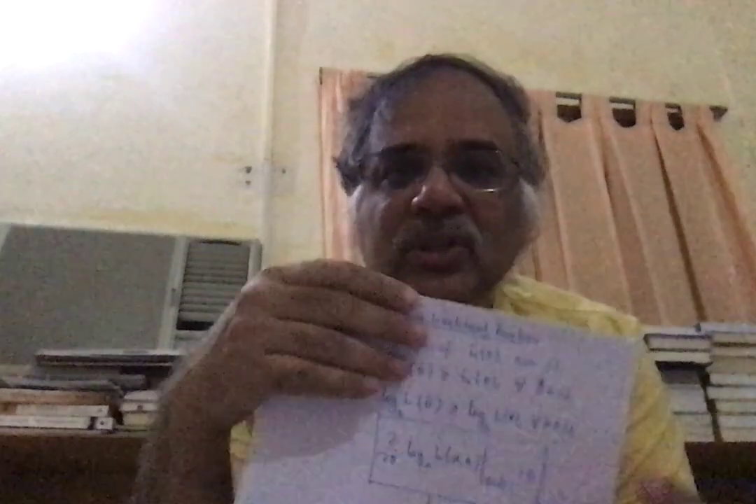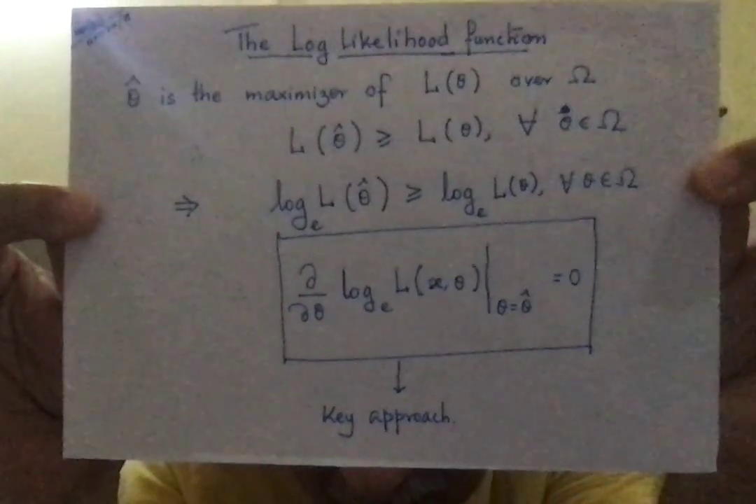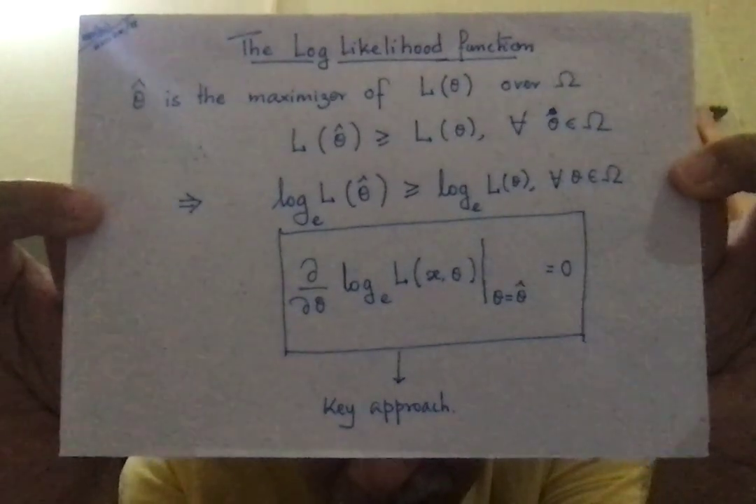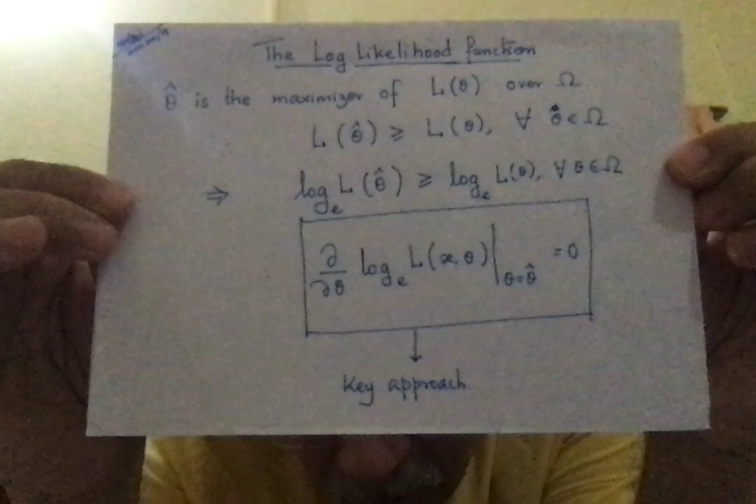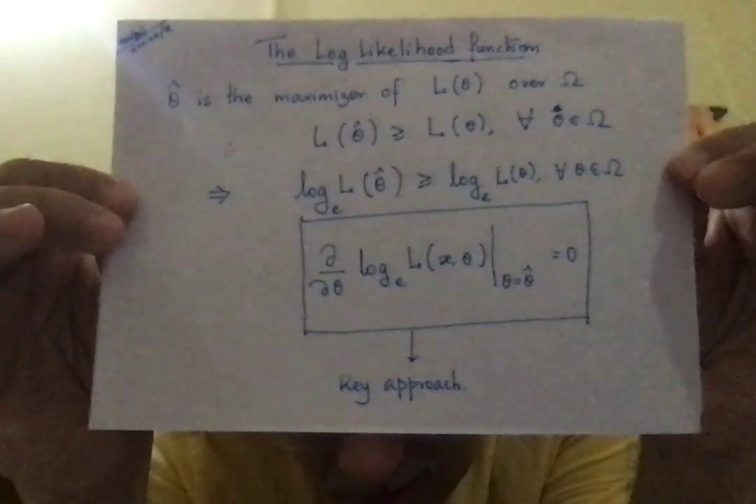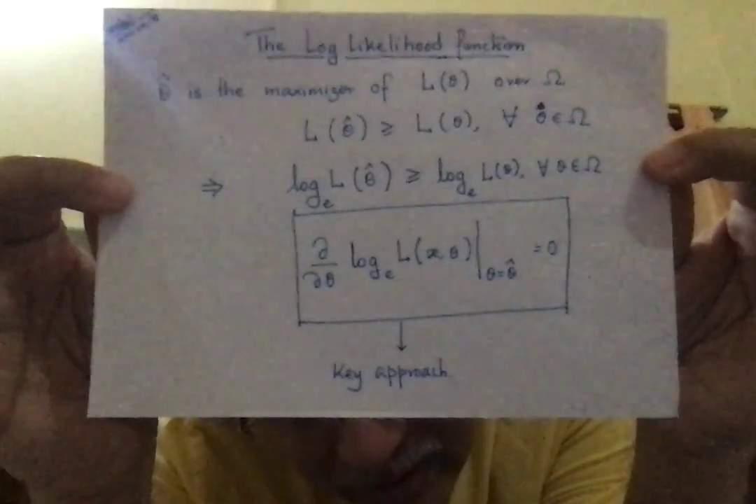This is possible because log is an increasing function. If theta hat is the maximizer, then L(theta hat) is bigger than or equal to L(theta) for all theta in that chosen set. So you can apply the natural logarithm, log base e, on both sides, because the natural log is an increasing function, and you will get this equation.